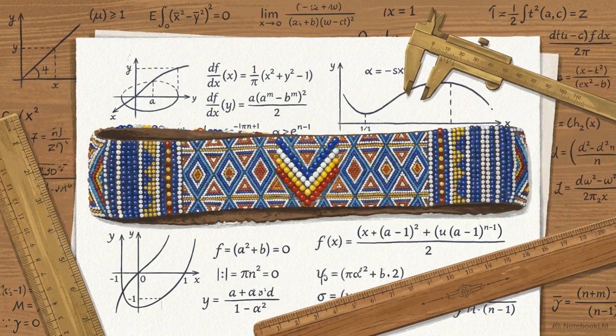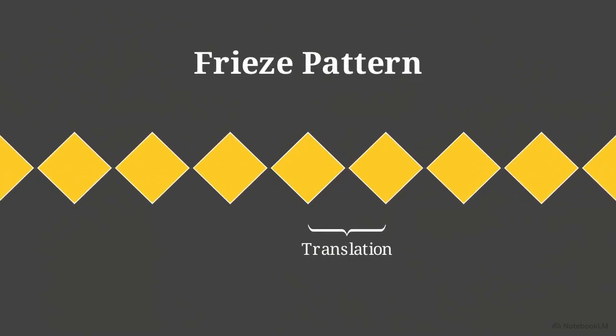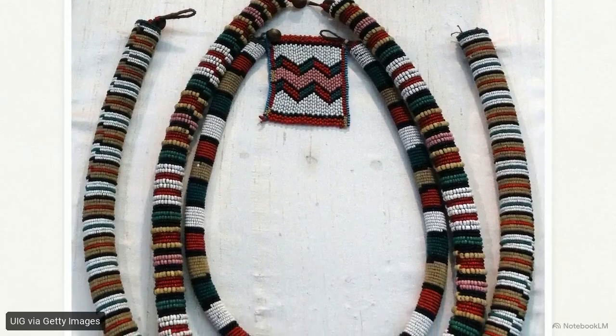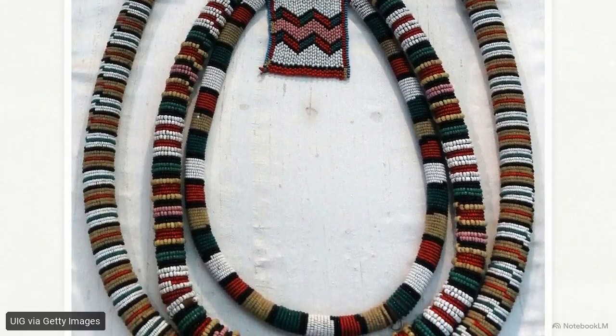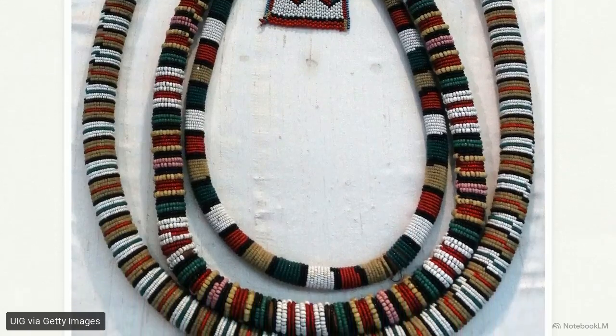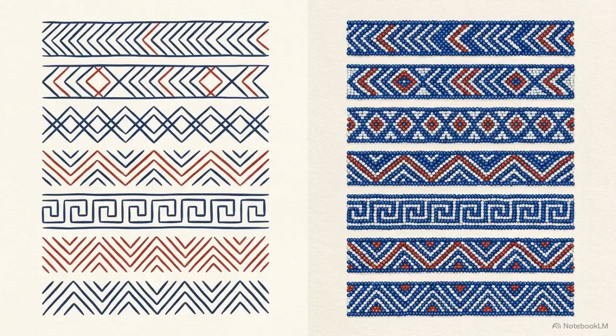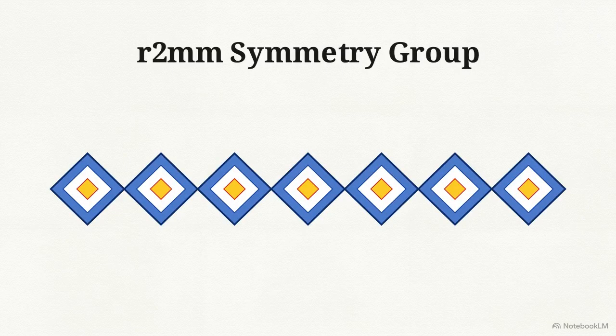When a motif is repeated at regular intervals along a single one-dimensional line, it creates what mathematicians call a frieze pattern. These linear structures appear frequently in traditional African attire, defining the repetition of colored bands along necklaces and belts. In algebraic algebra, there are exactly 7 distinct symmetry groups possible for a one-dimensional frieze pattern. The 2001 study confirmed that Southern African beadwork contains physical examples of all 7 possible groups. The most common classification found is R2MM.